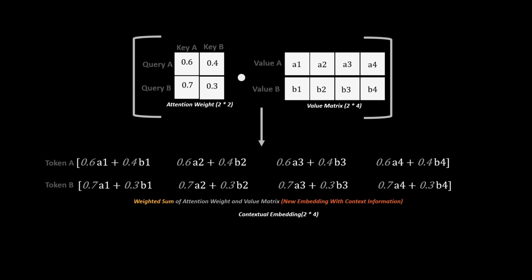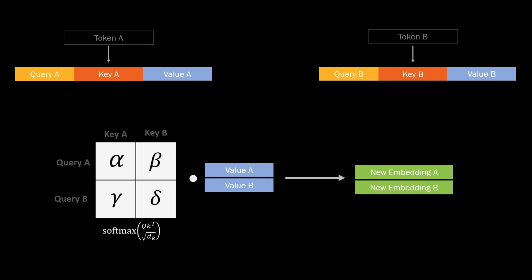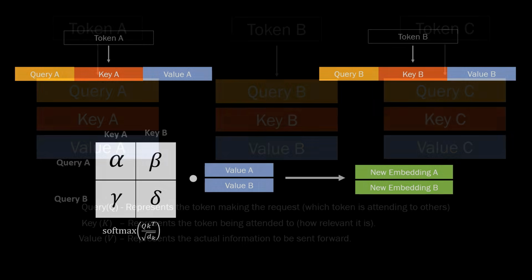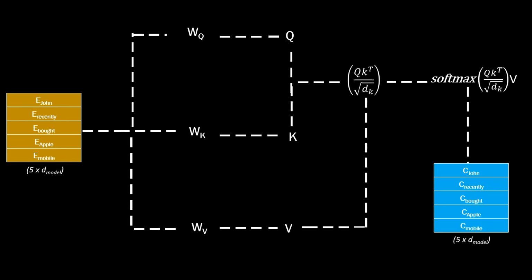This entire process is actually just matrix multiplication. Taking the weighted sum of each token's value is done using matrix multiplication. So after multiplying the attention weights with the value matrix, we get the weighted sum, which results in the new contextual embeddings for all tokens. Now you know what query, key, and value are, how we generate them, and their roles in the attention mechanism.